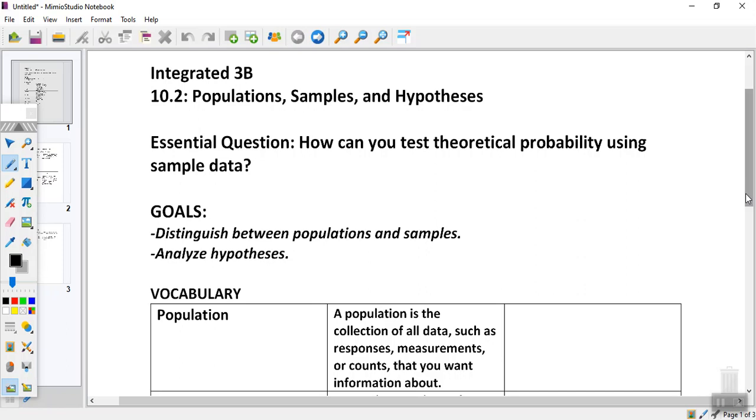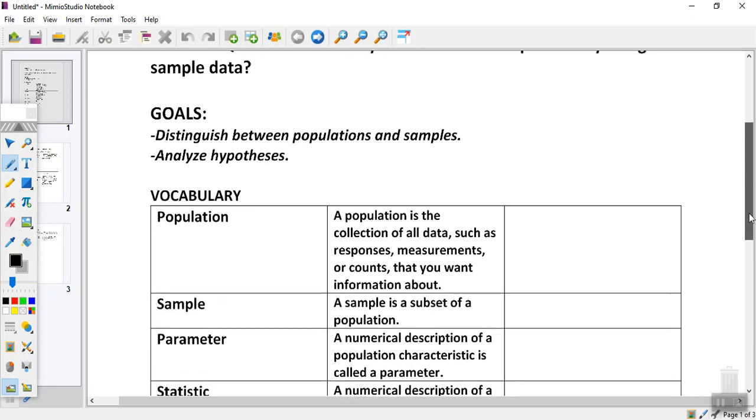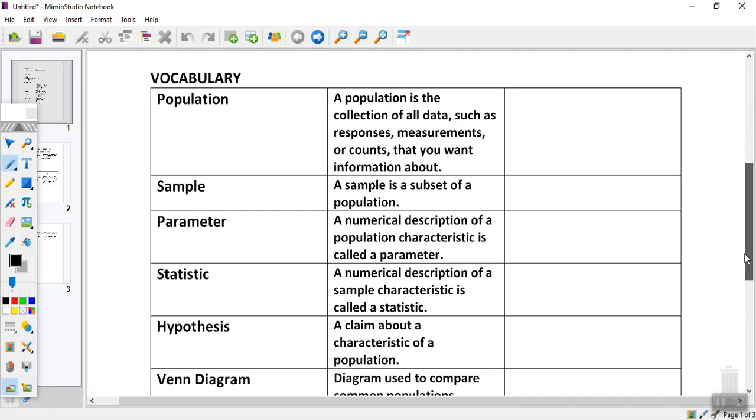So goals to talk about today. We want to distinguish between populations and what, kids? Samples, and then we're going to analyze a hypothesis. All right, pretty simple stuff.